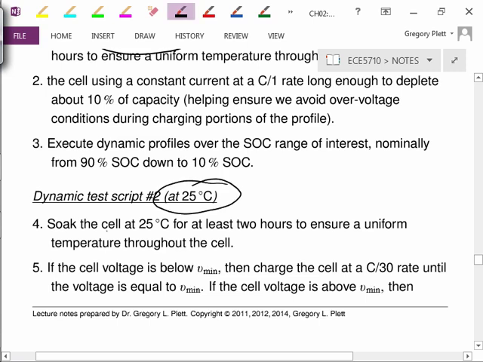So step 4 says I soak the cell at 25 degrees for at least 2 hours to ensure uniform temperature, and then I bring this cell to Vmin by either discharging or charging until I get there. That means that at the end of step 5 I know that I'm at 0% SOC. So I'm around 10% there, but I don't know exactly how close. But at the end of step 5 I know I'm at 0%.